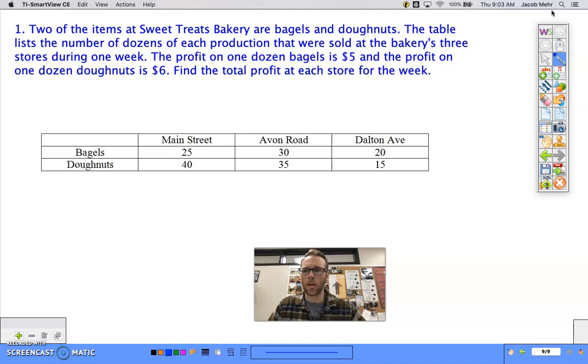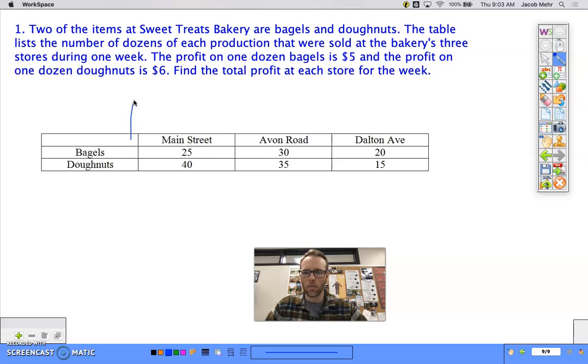The table lists the number of dozens of each production that were sold at the bakery's 3 stores during 1 week. Okay, so this bakery must have 3 different stores, one on Main Street, one on Avon Road, one on Dalton Avenue. The profit of 1 dozen bagels is $5, and the profit on 1 dozen donuts is $6. Find the total profit of each store for the week.